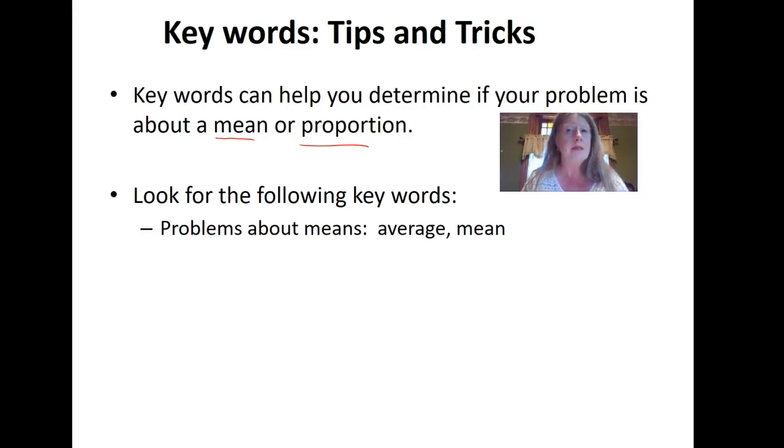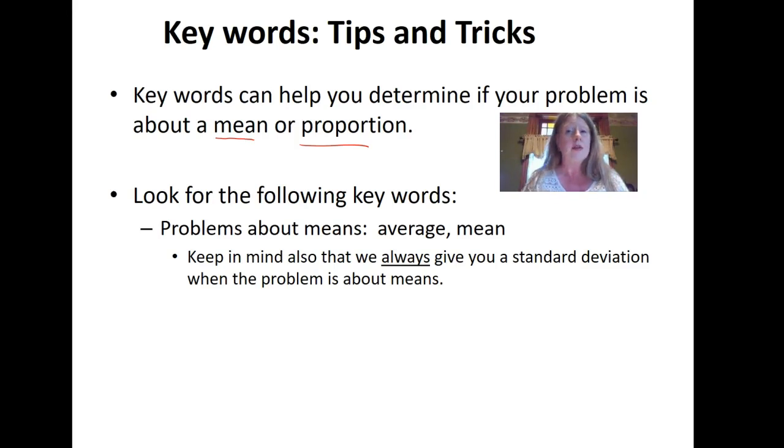So if the problem is about means, we are generally going to say something about an average or a mean. We're going to actually use those terms in the problem. Also, if the problem is about means, remember that if you think about the type of information that's collected from each individual, it would be quantitative information, an amount of something. And we're always going to give you a standard deviation. So along with the sample average or a sample mean, we'll give you a standard deviation.